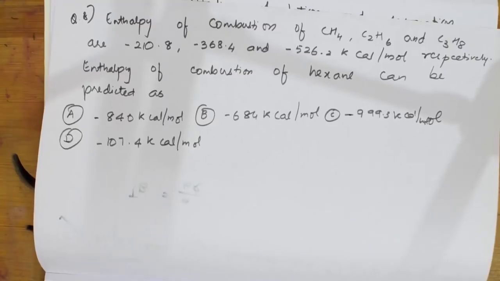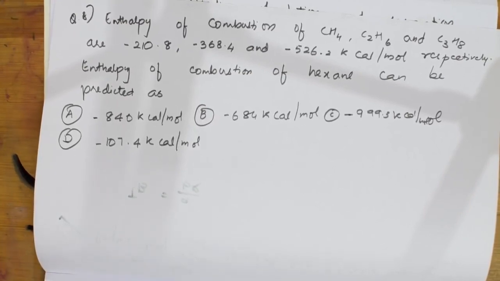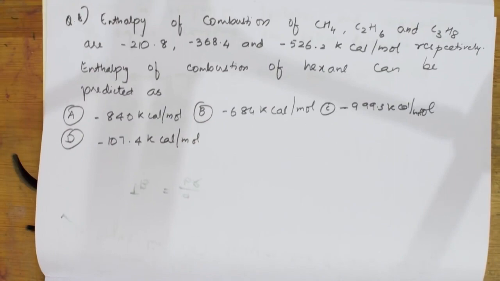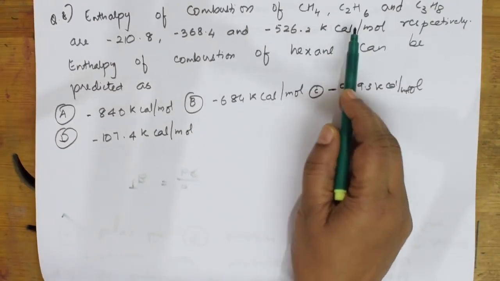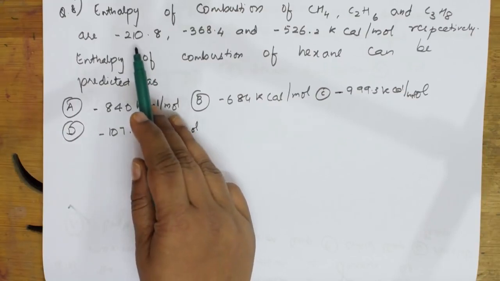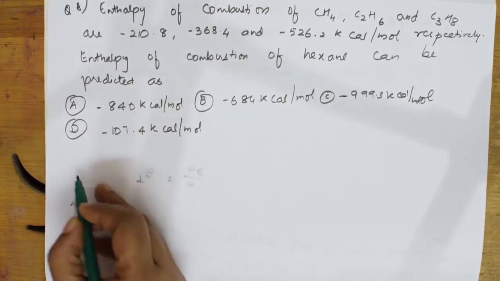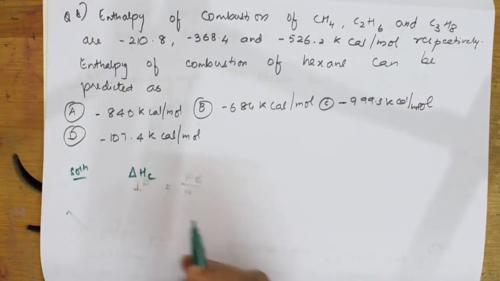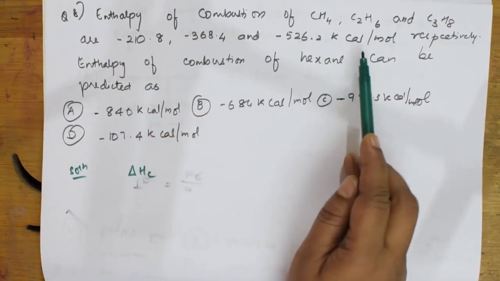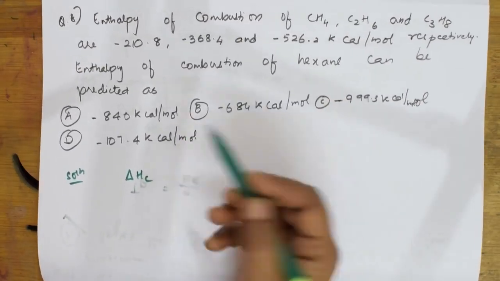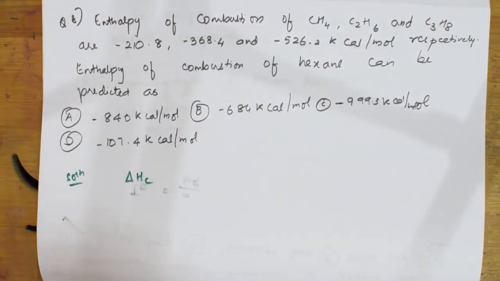Let's see this question now. So this is again a grade 11th question. Let's read this. So what do they give me here? They said enthalpy of combustion of methane, ethane and propane are given. Okay, what is enthalpy of combustion? Basically, enthalpy of combustion is denoted by delta Hc. So how much is given? These are the values which are given respectively. Enthalpy of combustion of hexane can be predicted as, I have to find the enthalpy of combustion of hexane.